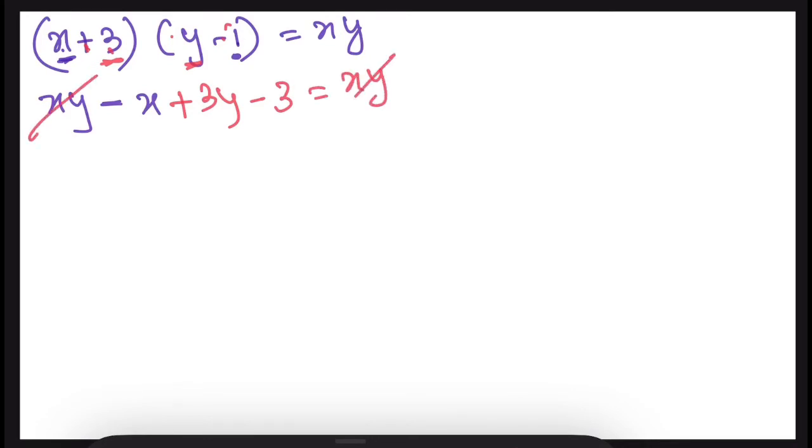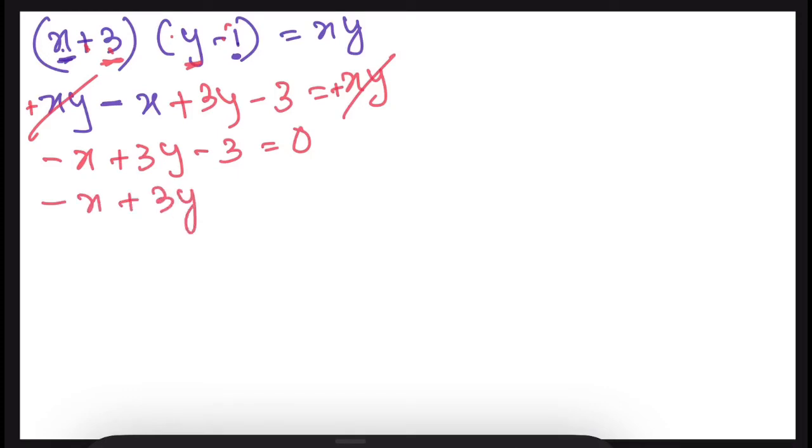This side xy, this side xy get cancelled, both are plus. If this xy comes this side minus xy, when both signs are same, then we can cancel it easily. So now remained how much? Minus x plus 3y minus 3 equals to 0. Now minus x plus 3y equals to, this minus 3 will come over this side, minus 3 will become what? Plus 3. This is our first equation. This was our first equation, but we solved, this is the final first equation.